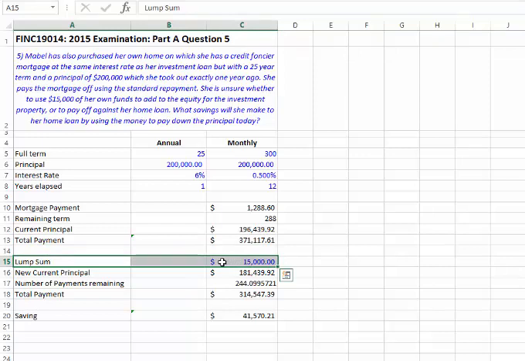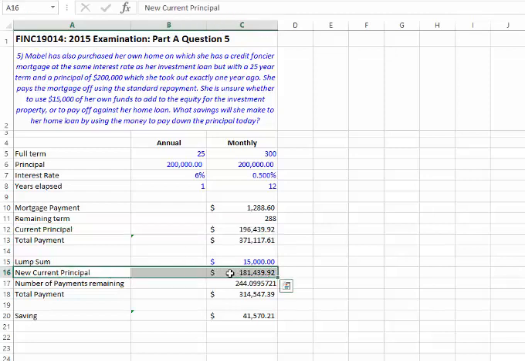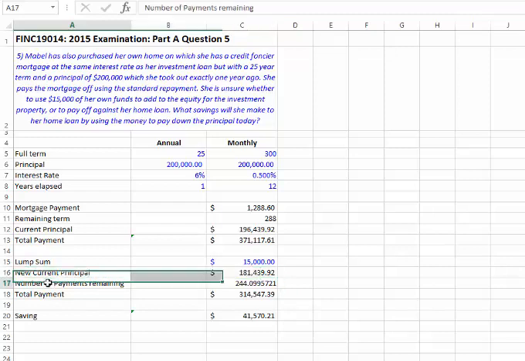However, we want to investigate what happens when we pay off a lump sum today. If we repay $15,000 against our mortgage today, it will bring the current principal down from 196,439.92. By subtracting $15,000 from that, it gives us a new current principal of 181,439.92.